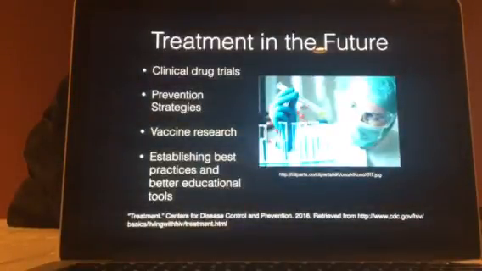Scientists around the world are still trying to find treatments and cures for this disease, and today they're continuing to develop and test clinical drug trials, improved vaccine research, prevention strategies, and finally establishing best practices and better educational tools to educate the public about this infection and this virus.